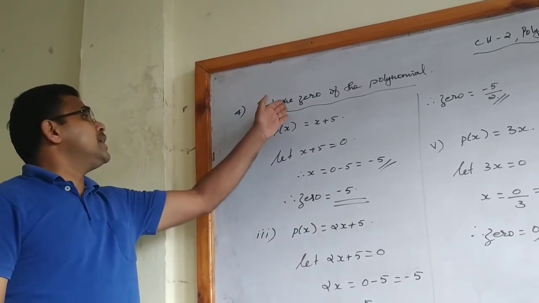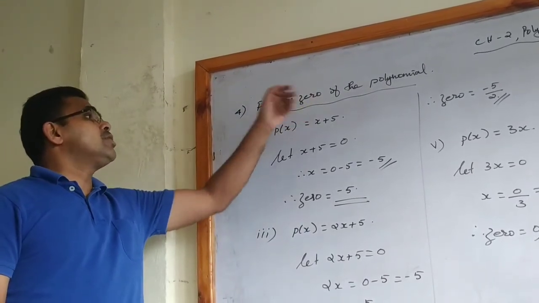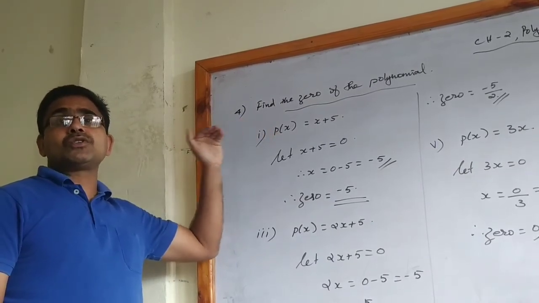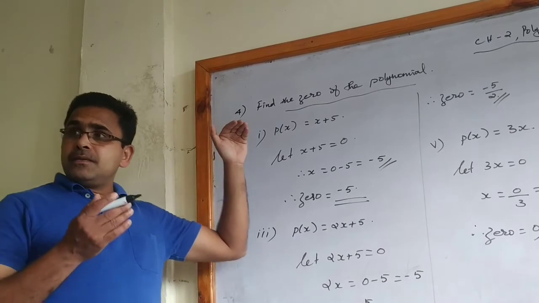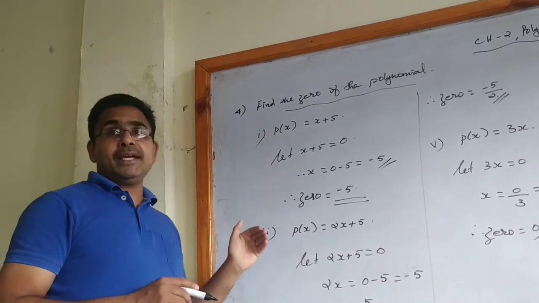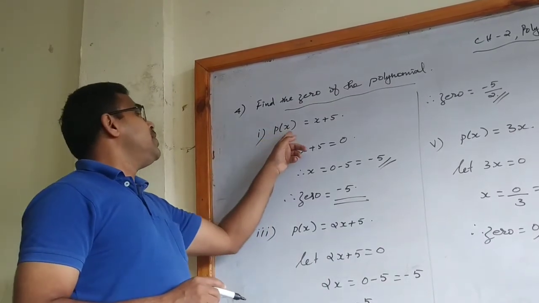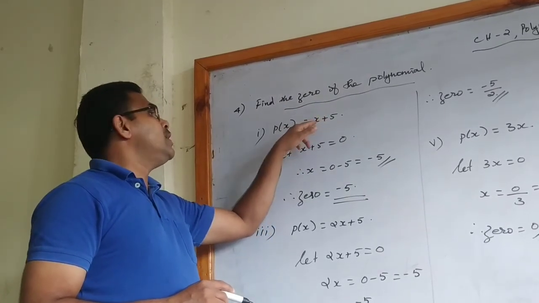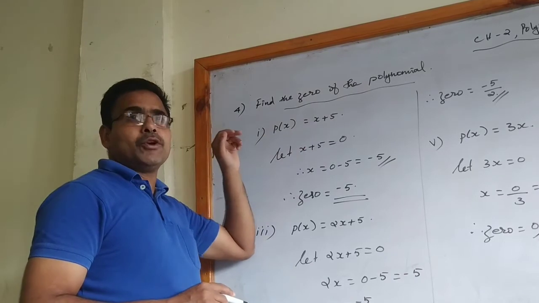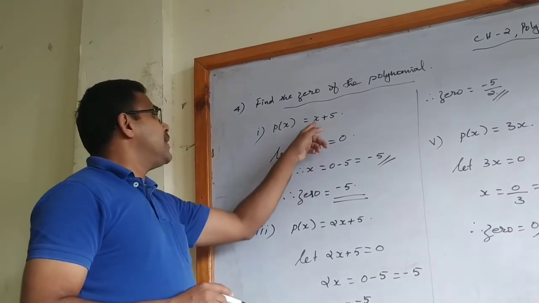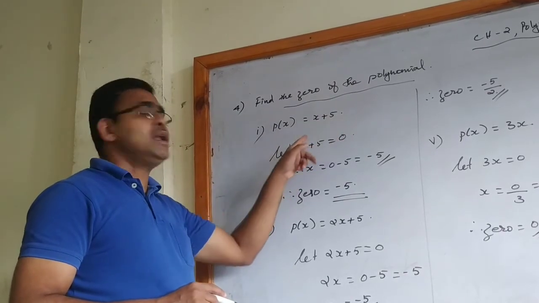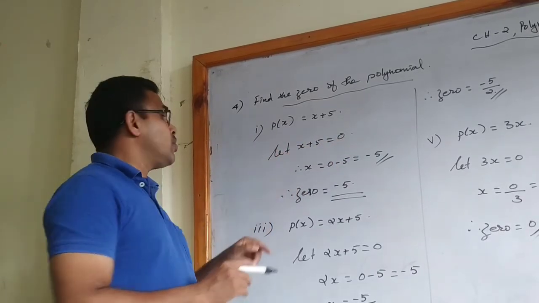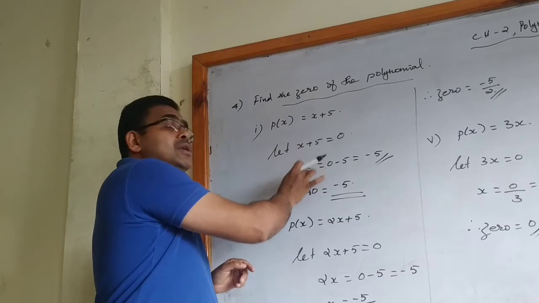Now the fourth question, we are going to study how to find the zero of the polynomial. A polynomial is given, we calculate the zero or the root of the polynomial, that is, we find the value of the variable. See, first question, P of x equal to x plus 5. Let this given polynomial, x plus 5, be equal to 0. x plus 5 equal to 0. Then from this, we calculate the value of x.